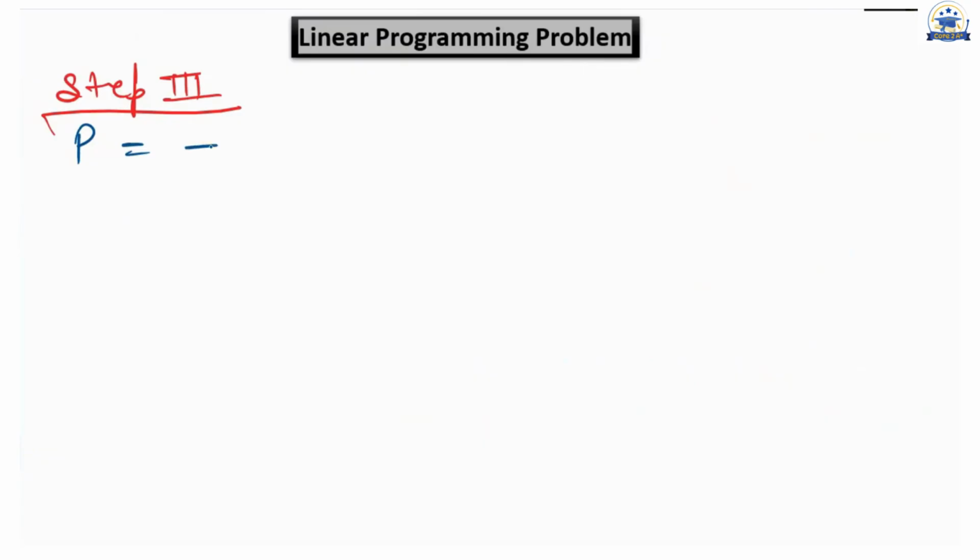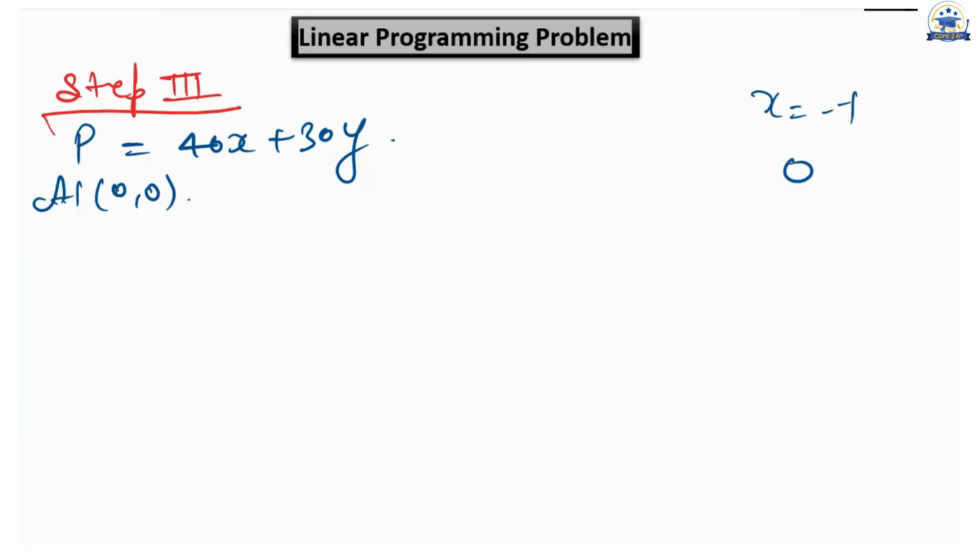Step 3. P for profit equals 40x plus 30y. Here x and y would always be non-negative numbers. You cannot take x equals -1, -2, -3, and so on. You can take 0. The minimum value of x and y would be 0, but not less than 0. So at 0, 0, at the origin, what are we getting? 0 plus 0 equals 0.